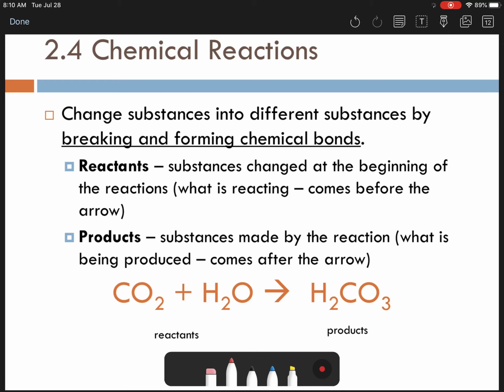Now, when we look at chemical reactions, these change substances into different substances by breaking and forming of chemical bonds. So we're just kind of rearranging those bonds by breaking them and reforming them so that we can form different molecules. A reactant, okay, is a substance changed at the beginning of the reaction. It's what is reacting, so it always comes before the arrow. So if you look down here in this chemical reaction, what are your reactants? Well, it would be the carbon dioxide and water.